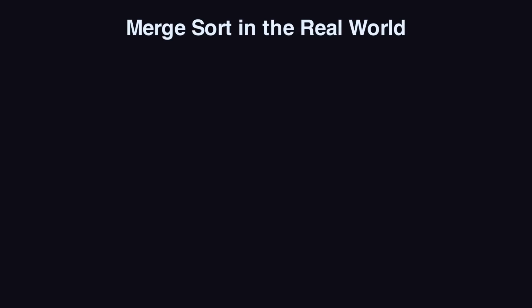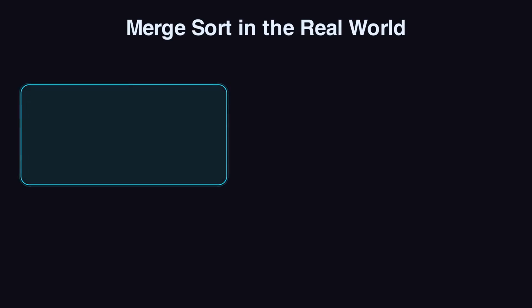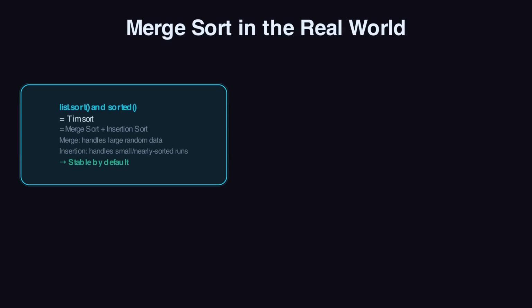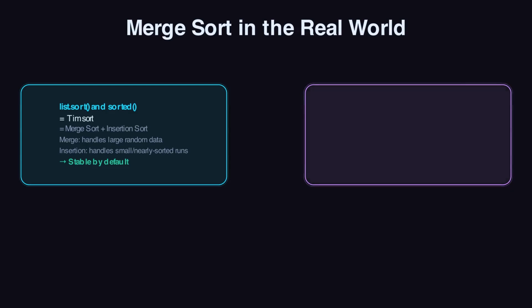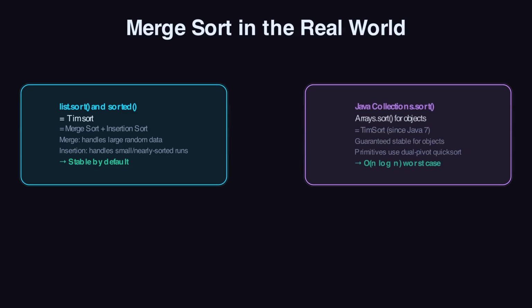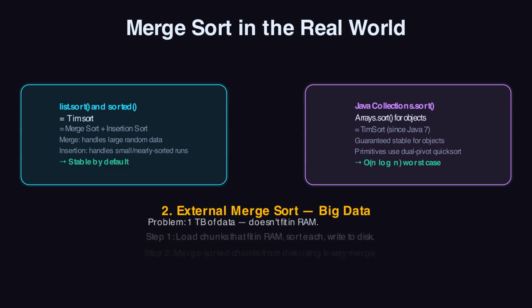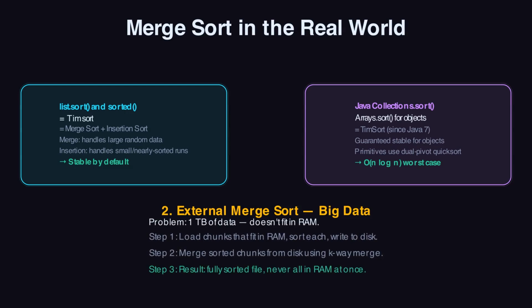Python's built-in sort, list.sort, and the sorted function, uses an algorithm called Timsort, invented by Tim Peters in 2002. Timsort is a hybrid of merge sort and insertion sort. It identifies already sorted runs in the data and uses insertion sort for small ones, then uses merge sort to combine them. The result is an algorithm that's as fast as merge sort in the worst case, but dramatically faster on nearly sorted or partially ordered real-world data. Java's Collections.sort uses the same Timsort algorithm since Java 7. Java's Arrays.sort for objects also uses Timsort.